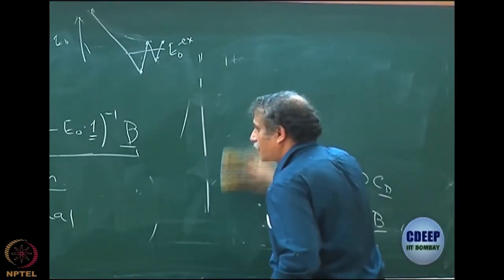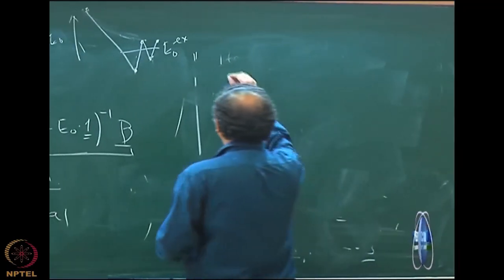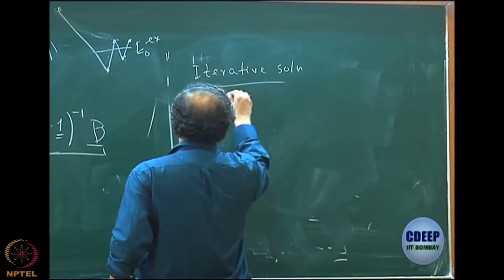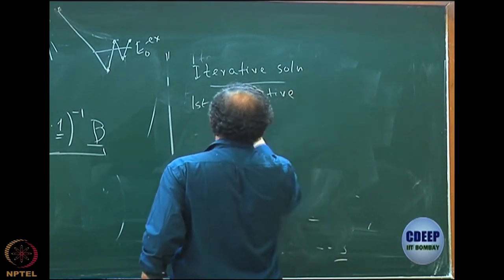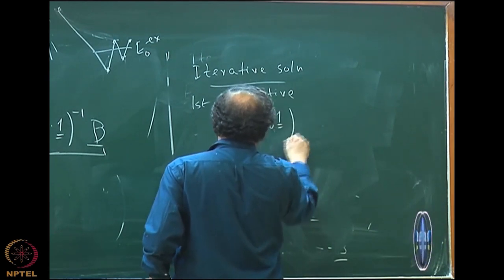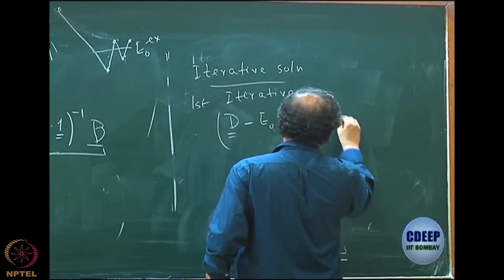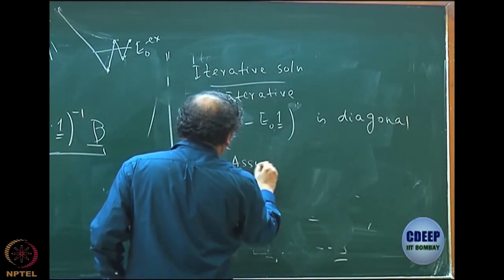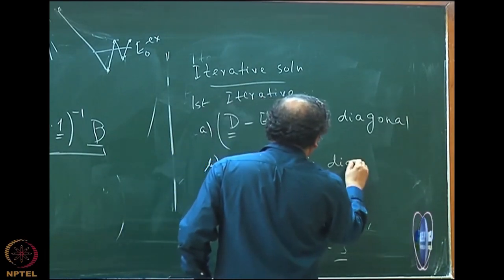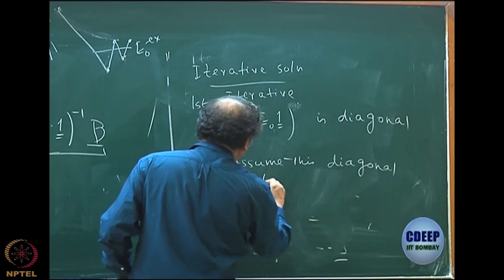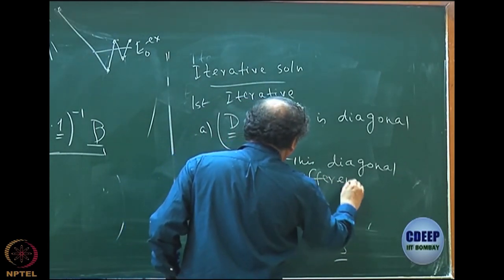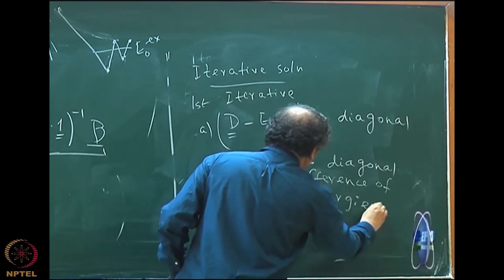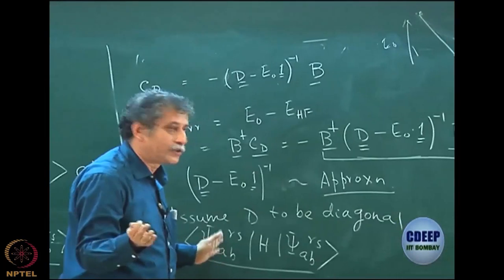If I do an iterative solution, remember, iterative solution, so at the very first iteration itself, I make an approximation that D minus E naught inverse is diagonal. So that is the first approximation. Then you assume this diagonal as the difference of the orbital energies, orbital energies of these A, B, R, S. Now they are only diagonal, so no C D T U is there. So it's only A, B, R, S on both sides.